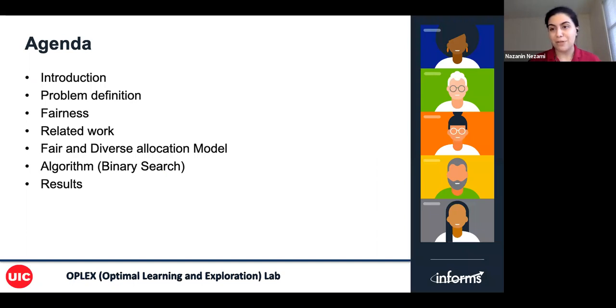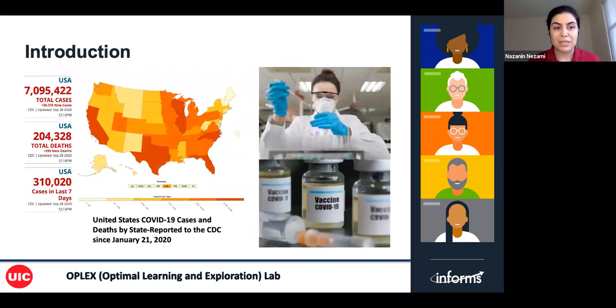We will have a brief introduction at the beginning, mainly to motivate our topic. And then we will talk about the problem, fairness, and we will see some of the most recent related works. After that, we will get into our fair and diverse allocation model. And we'll also talk about solving the problem using an algorithm. And lastly, we will show some of our implementation results.